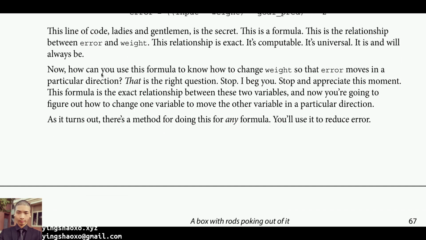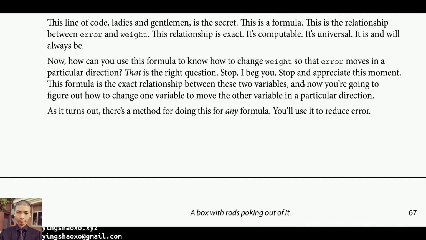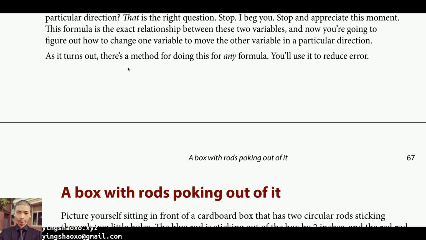Okay, now you can use this formula to know how to change weight so that error moves in a particular direction. That is the right question. Stop. I beg you, stop and appreciate this moment. This formula is the exact relationship between these two variables, and now you are going to figure out how to change one variable to move the other variable in a particular direction. As it turns out, there's a method for doing this for any formula you use to reduce error.